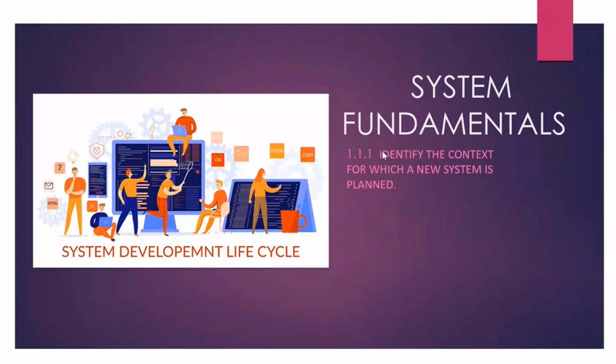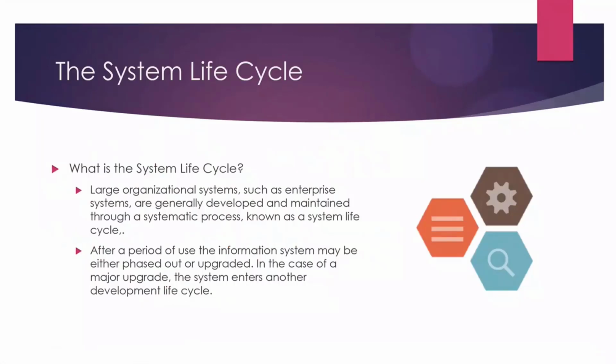1.1.1, which is identify the context for which a new system is planned. So the system lifecycle. What is the system lifecycle? It's large organizational systems, such as enterprise systems, and are generally developed and maintained through a systematic process known as the system lifecycle. After a period of use, the information may be either phased out or upgraded. In the case of a major upgrade, the system enters another development lifecycle.